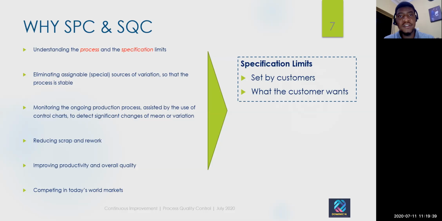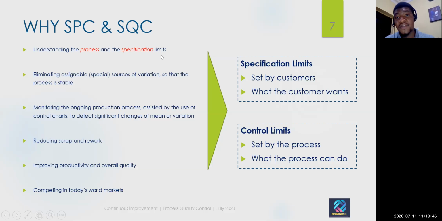So you remember my first definition here talks about process and specification limits. There's a difference between specification limits and control limits. Specification limit is what your customer wants. That's the spec your customer has given you, or what you want to make for your customers. Your control limit is what is set by the process. You want to meet those limits, your process limits, so that you don't exceed your specification limits. So there are two different things. What can the process do? It helps you meet better what the consumer wants.